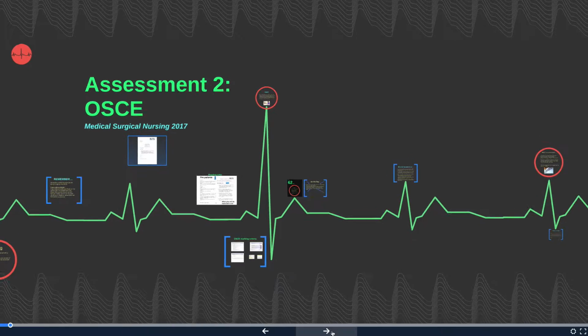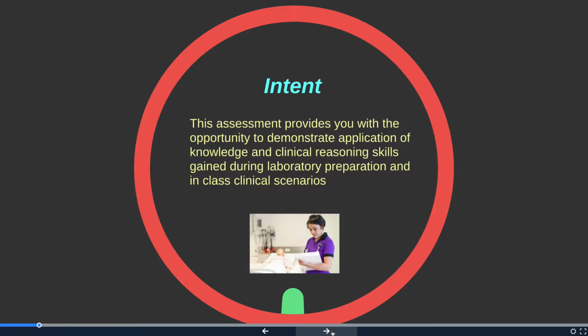So let's begin. I think it's really important as students that you understand why you are doing the assessment item, because assessment items should clearly link with the subject objectives, and also it should feel relevant and as a stepping stone to where you hope to see yourself in clinical practice. So this assessment provides you with the opportunity to demonstrate application of knowledge and clinical reasoning skills gained during laboratory preparation and during your in-class activities and your in-class clinical scenarios.